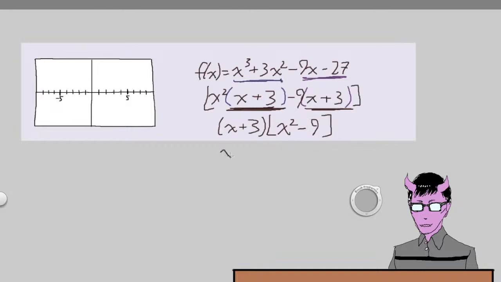Difference of two squares, just follow your standard algorithm. What's the square root of x squared? x. What's the square root of just the 9? It's 3. So copy paste this one: x and 3, and then alternate with plus minus. Standard algorithm. Alright. Since this factor is the same as this factor, we could consolidate those two using exponent rules.